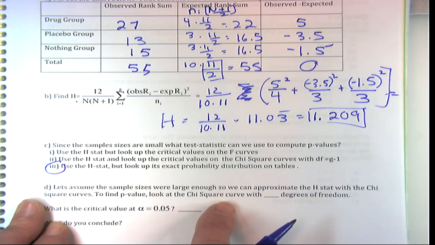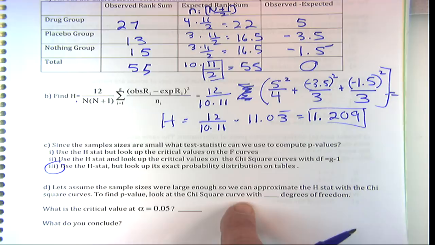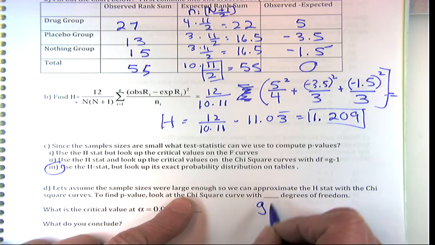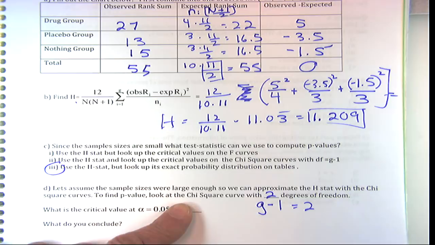Chi-square curves always have degrees of freedom equal to the number of parameters minus 1, right? And it's the number of groups minus 1. Those two things are the same. So the number of groups minus 1, the number of parameters minus 1. It's like the numerator in the F stat. So that's G minus 1. So that's going to be 2 degrees of freedom because we have 3 groups.